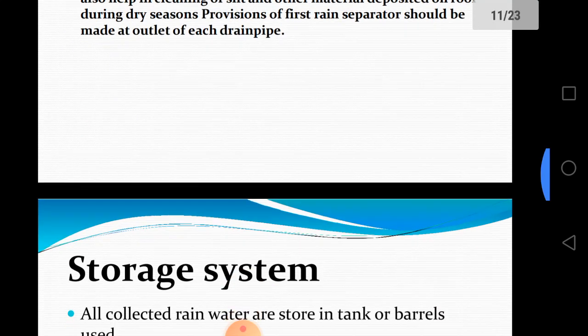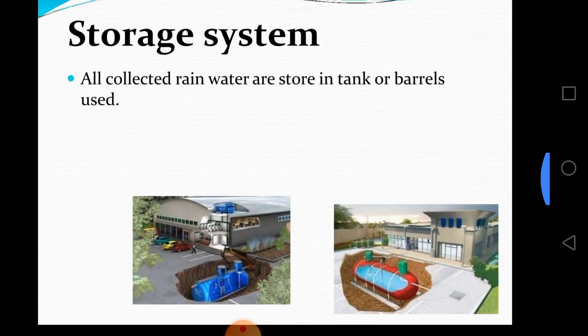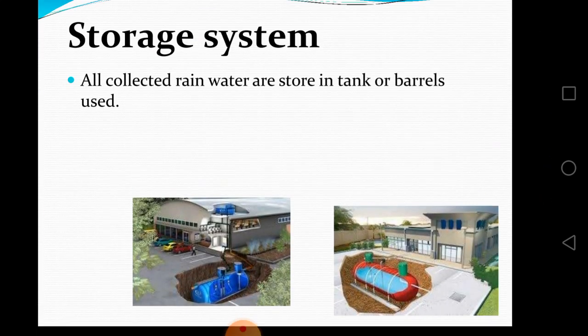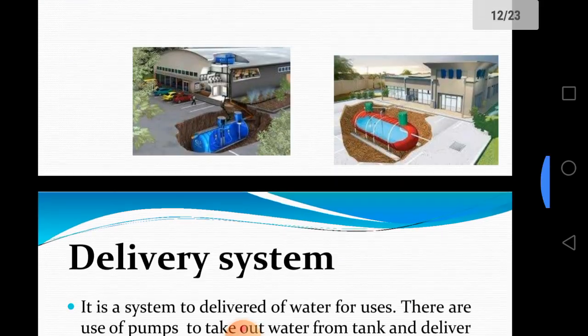What is the storage system? All collected rainwater is stored in tanks or barrels. That storage water we can collect in tanks or barrels. A small tank we can construct below the ground surface, and we can store that water in tanks or barrels.